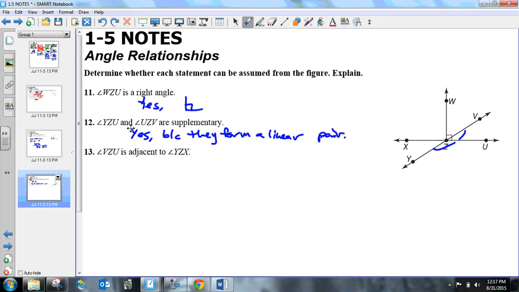Okay, and then on 13 it says VZU and YZX are adjacent, okay? Are these angles adjacent? Is this angle adjacent to this one? No, it is not. The reason is because they are vertical angles. And vertical angles are not next to each other. They are vertical. Okay.